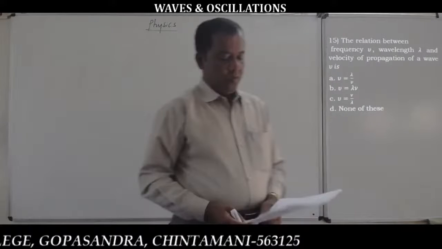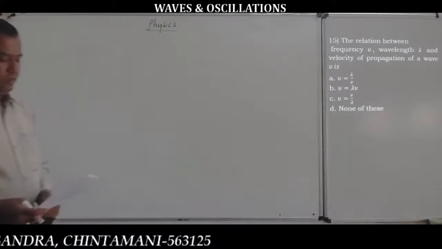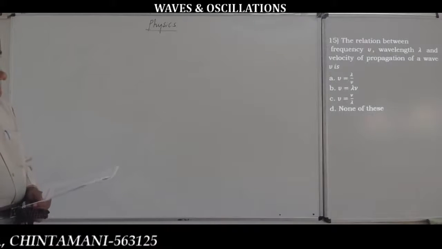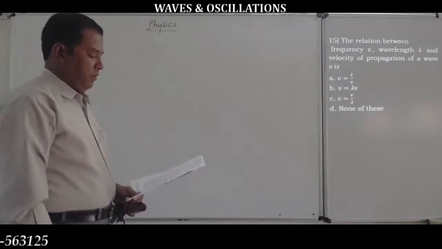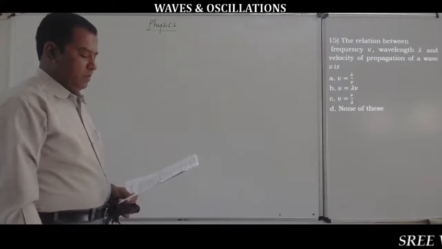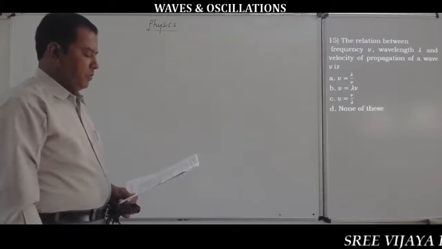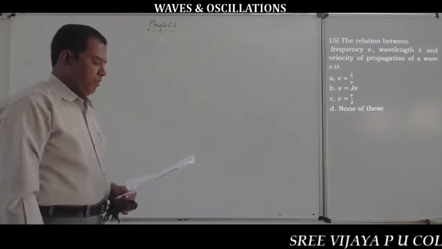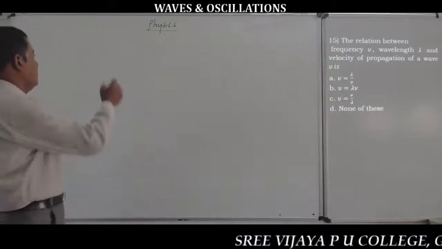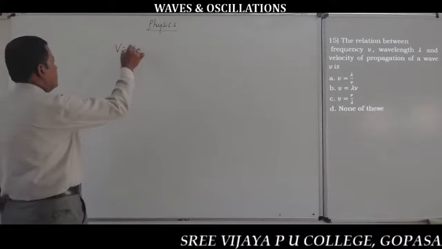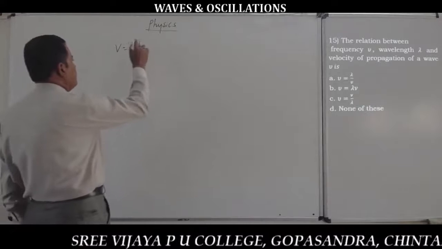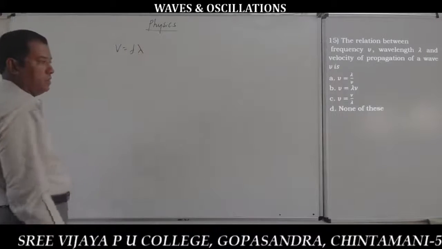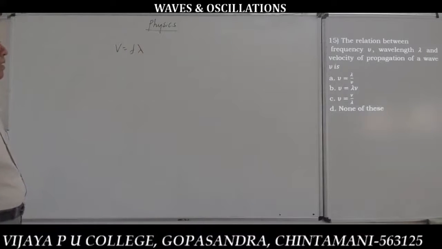So I started, till 14th we have discussed. So let us move to question number 15. The relation between frequency nu, wavelength lambda, and velocity of propagation of wave v is. So we have this relation v is equal to f lambda, where f is the frequency, v is the wave velocity, and lambda is the wavelength.